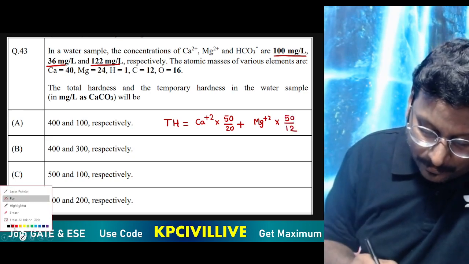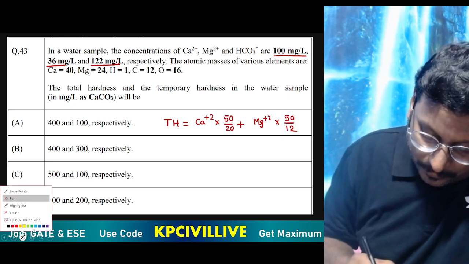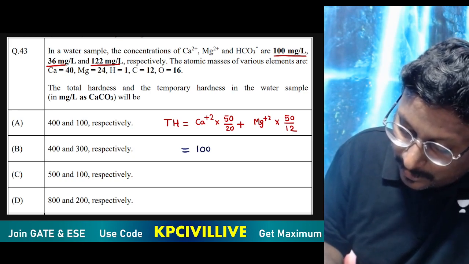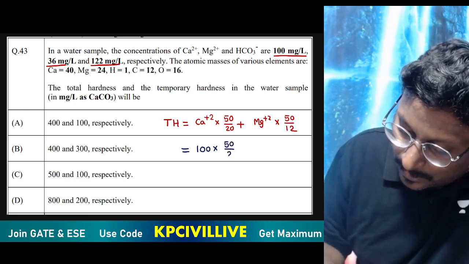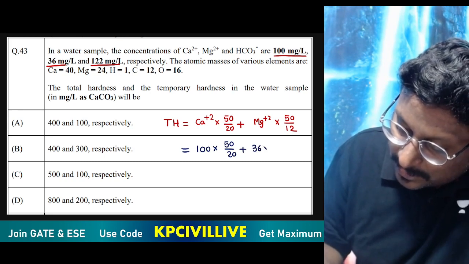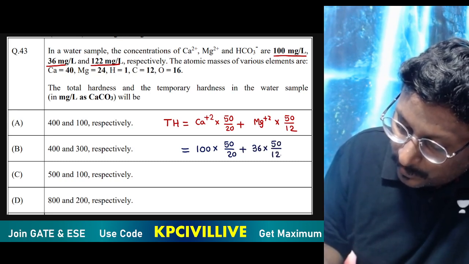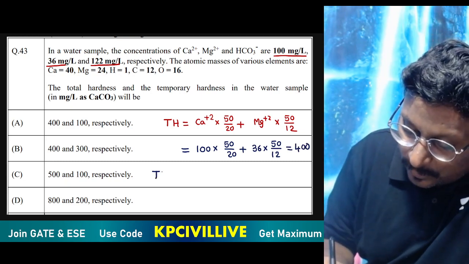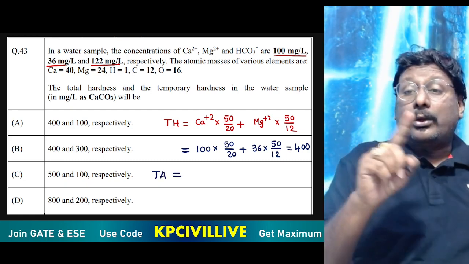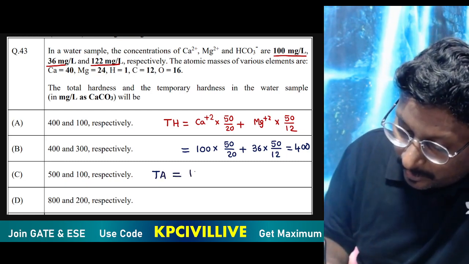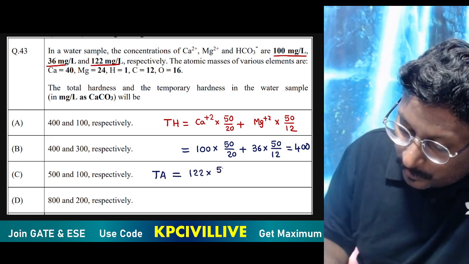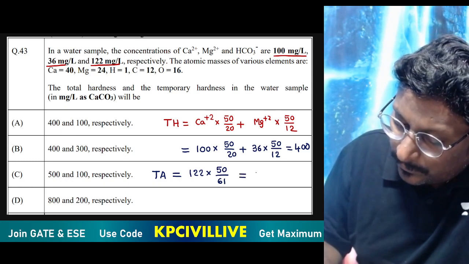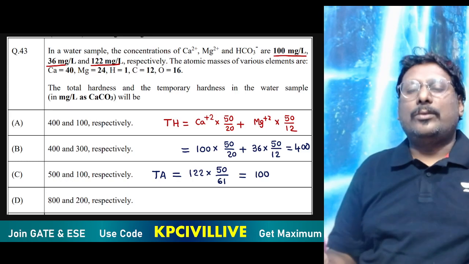Easily you can take this, no? Calcium 100 into 50 by 20, plus magnesium 36 into 50 by 12. You are getting here 400 mg per liter as CaCO3. Now solve for total alkalinity. Bicarbonate given 122 into 50 by bicarbonate equivalent weight 61. So that is equal to 100 mg per liter as CaCO3.